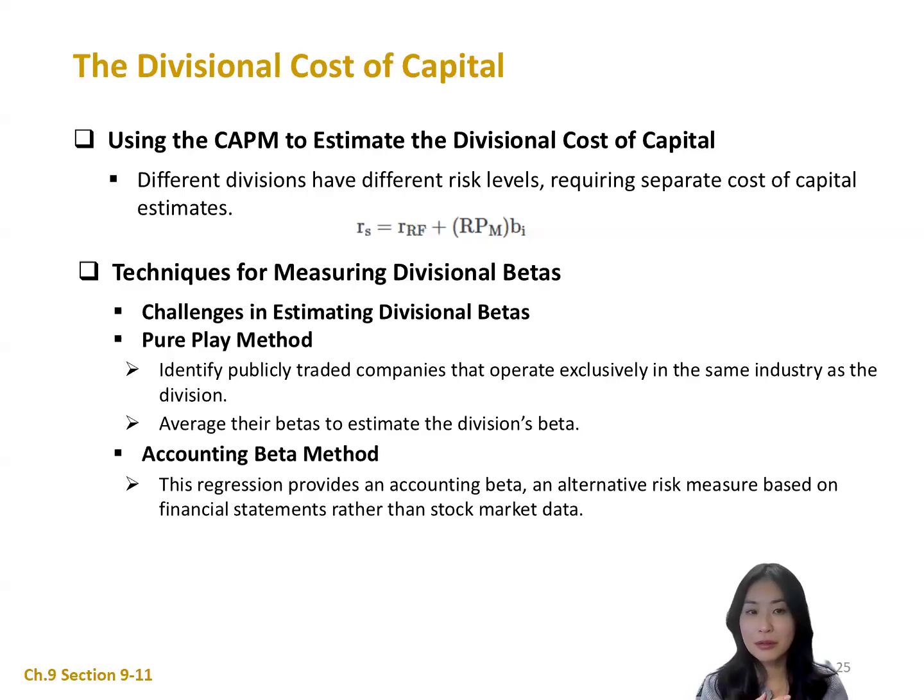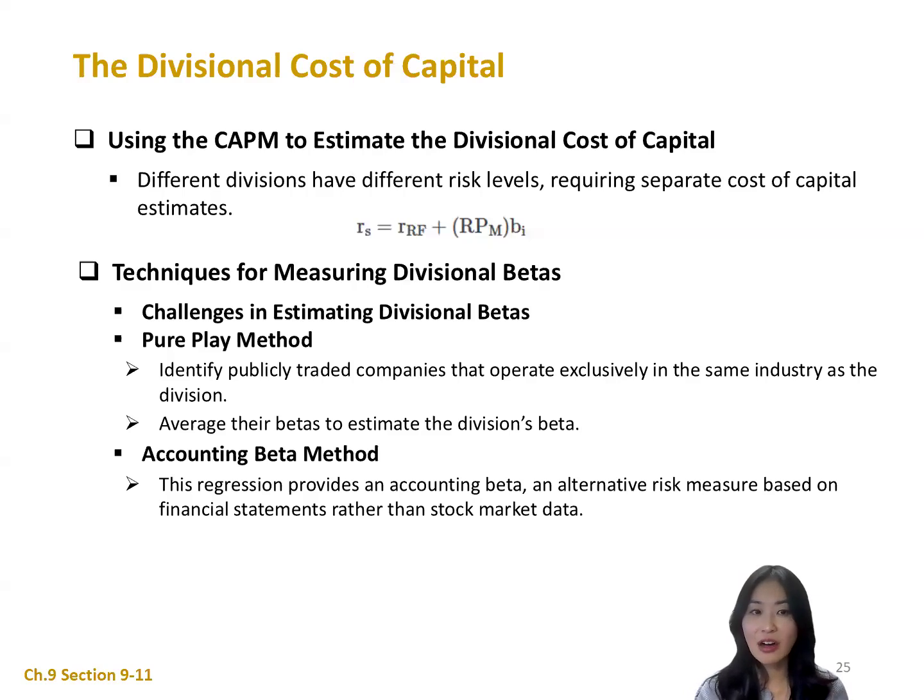In the pure play method, the first step is to identify publicly traded companies operating in the same industry. Secondly, obtain their equity betas, unlever and re-lever them based on capital structure. Finally, average these adjusted betas to estimate the division beta. But it also has challenges, because finding truly comparable firms is very hard, and in addition, we have to adjust for different capital structure and market volatility.